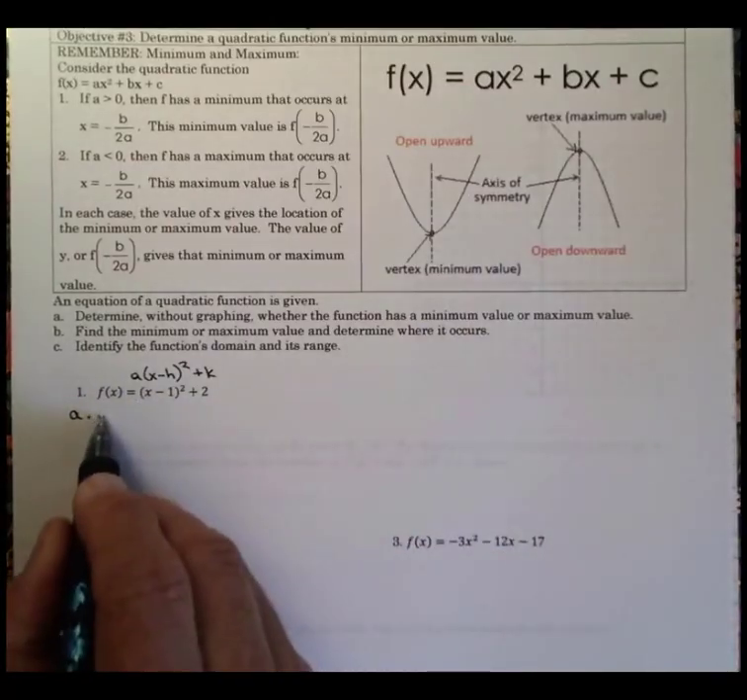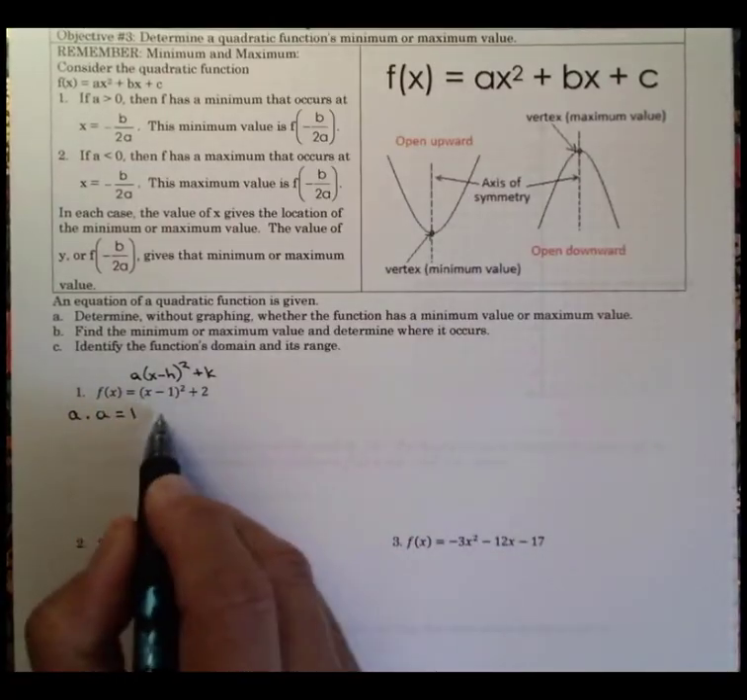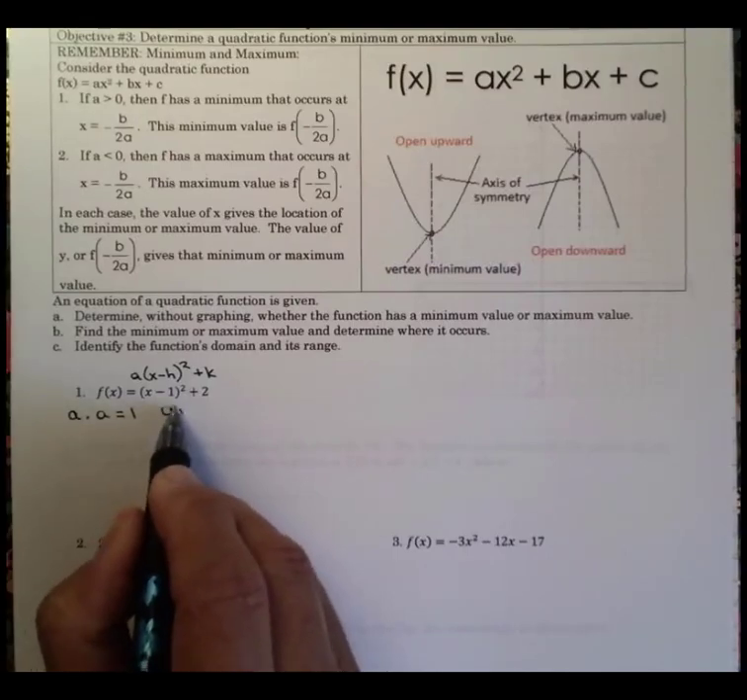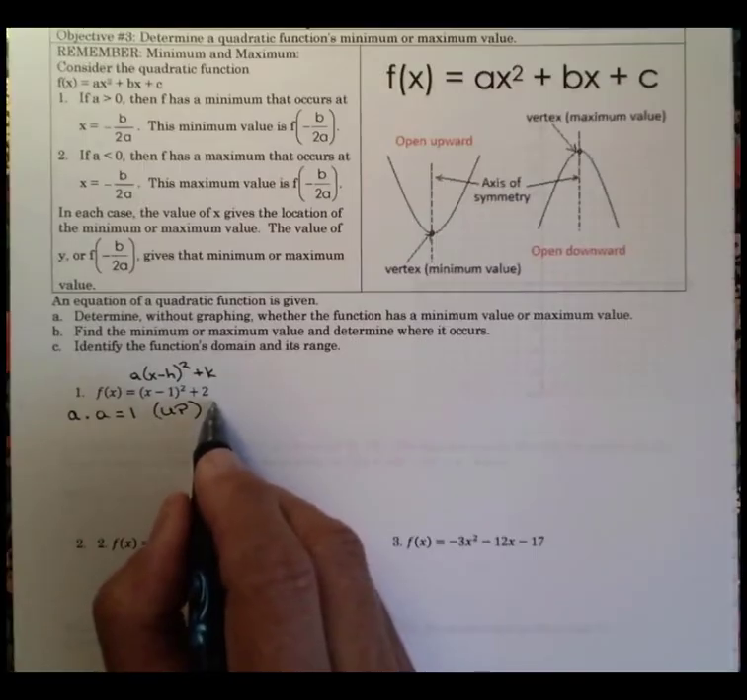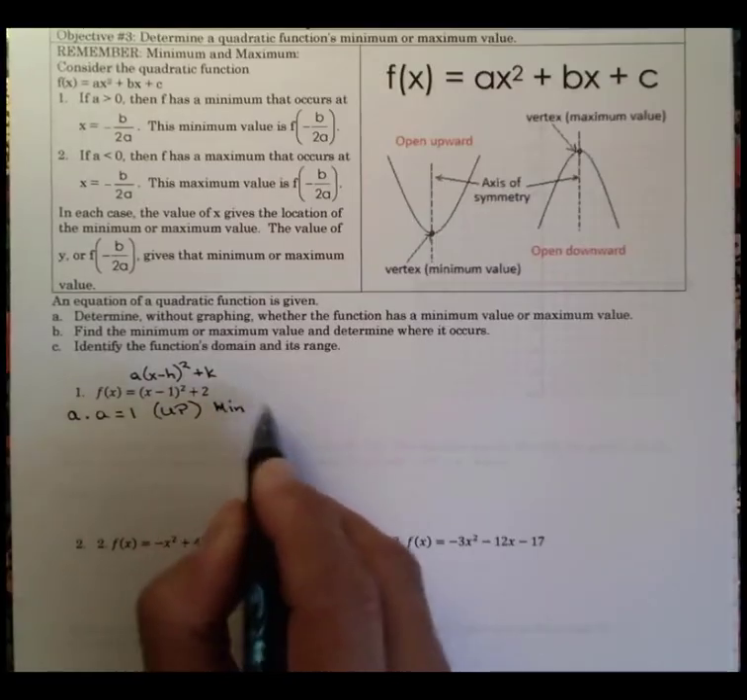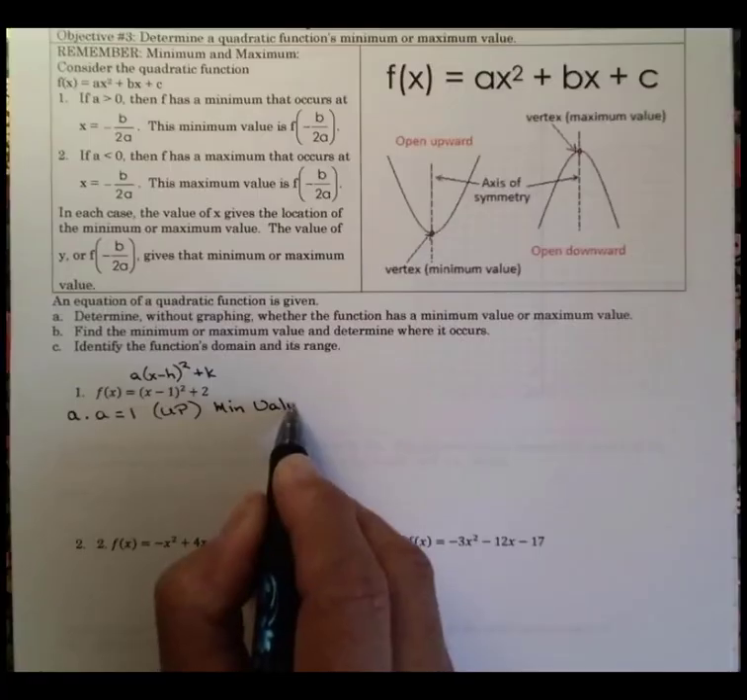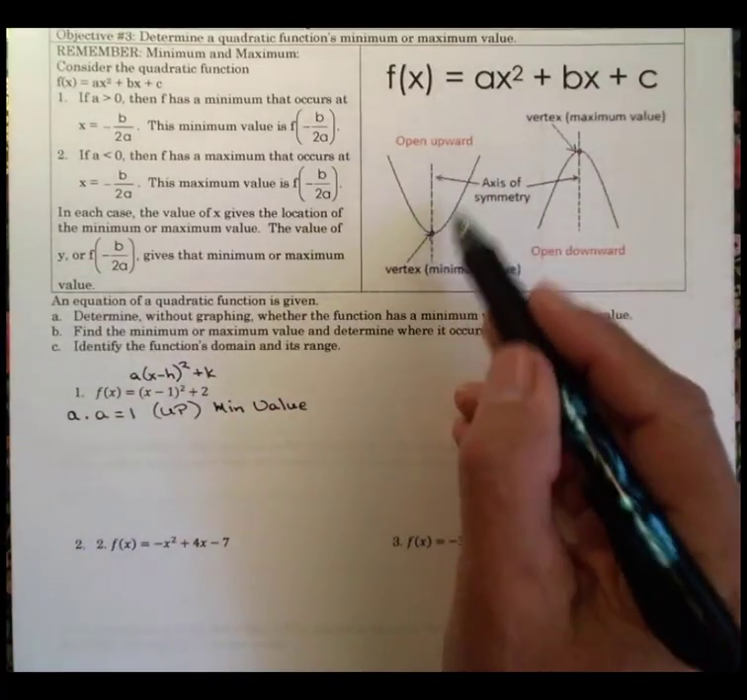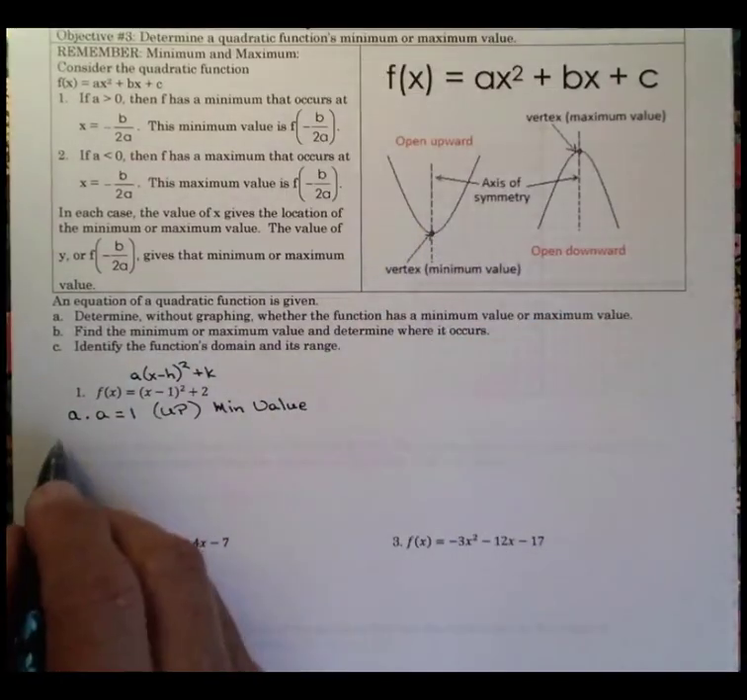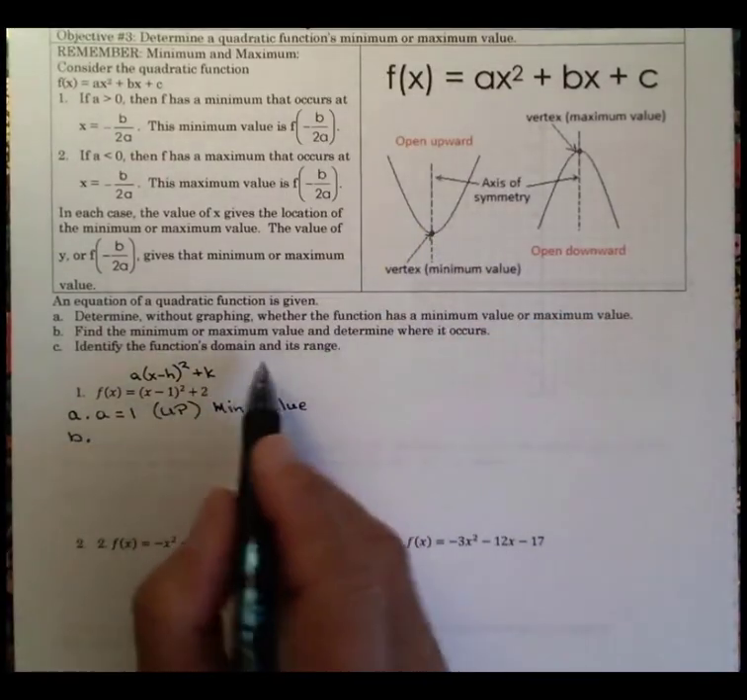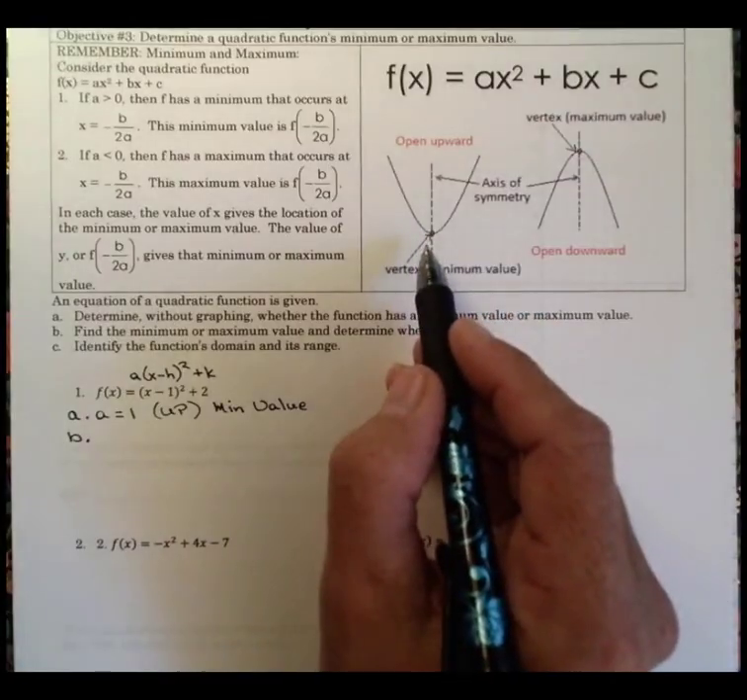Well, a is equal to 1. Therefore, it's positive. Therefore, this one opens upward, doesn't it? So I would say the vertex is therefore a minimum value. If it opens upward, see, you've got the minimum value. The vertex will be at the bottom, won't it? B, what is that value? In other words, what is this vertex?